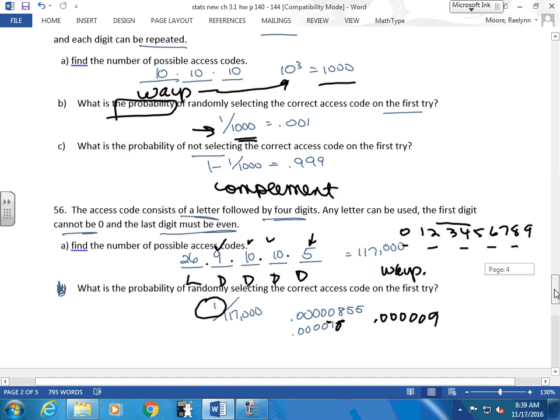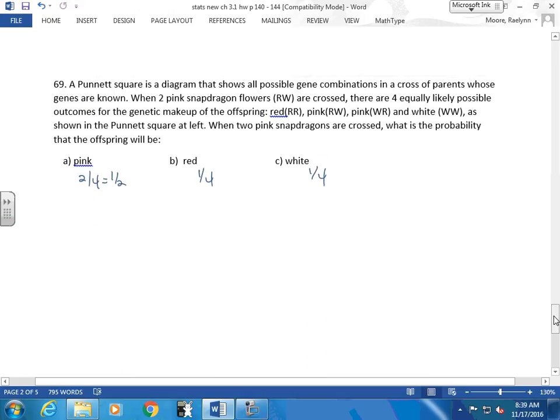And the very last one, we talked about the square yesterday, the Punnett square. A diagram that shows all the possible gene combinations in a cross of parents whose genes are known. They use the pink, the red, and the white, and they have to have equal possibilities. So what is the probability that they will be pink? 2 sections of pink out of 4, 1 section of red out of 4, 1 section of white out of 4.